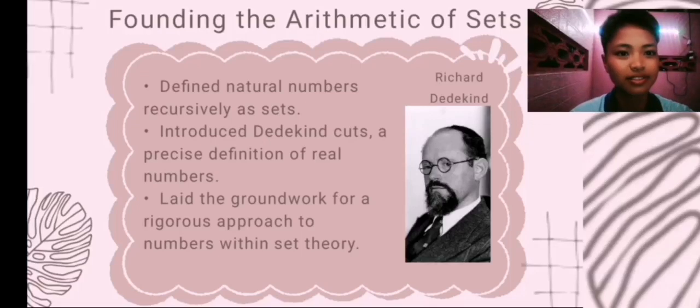Founding the arithmetic of sets by Richard Dedekind. Dedekind defined natural numbers recursively as sets. He introduced Dedekind cuts, a precise definition of real numbers. He also laid the groundwork for a rigorous approach to numbers within set theory. Dedekind defined the natural numbers as a set, giving us a new way to understand their structure. He also came up with a precise definition of real numbers.